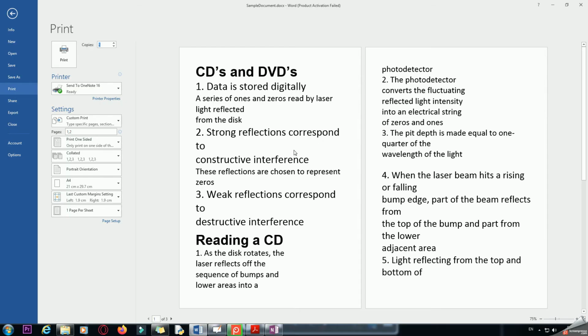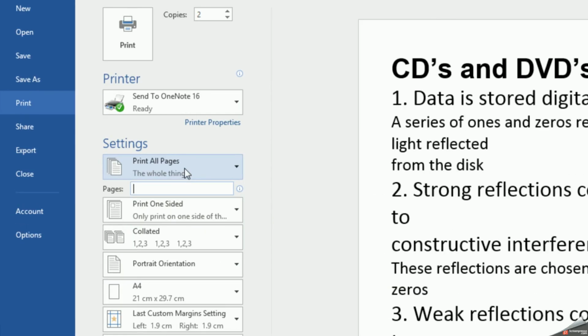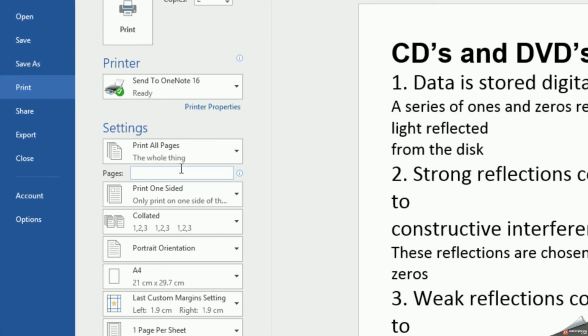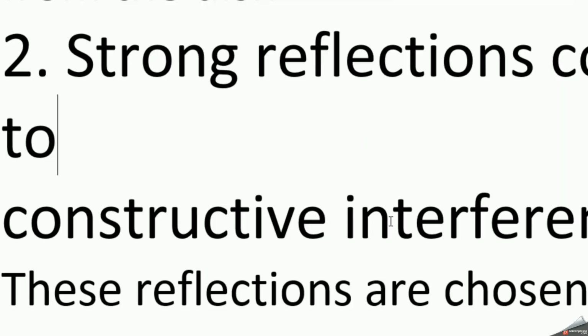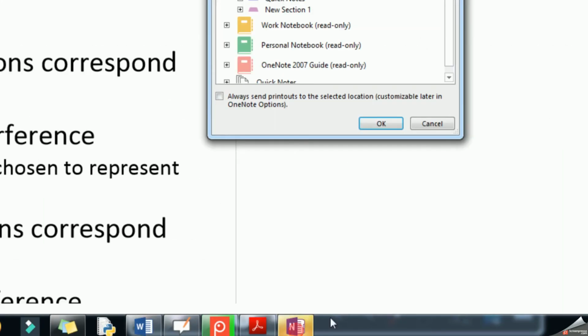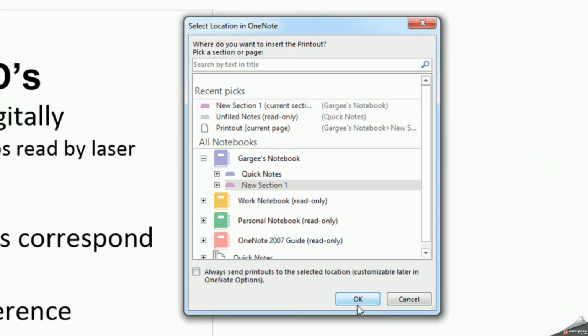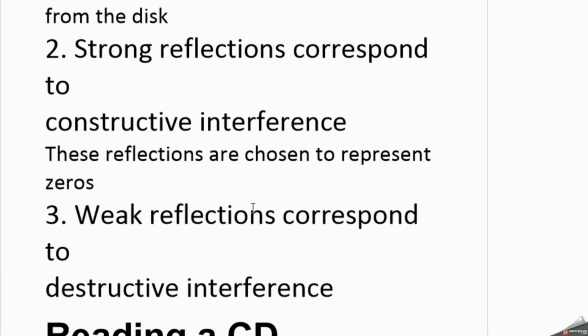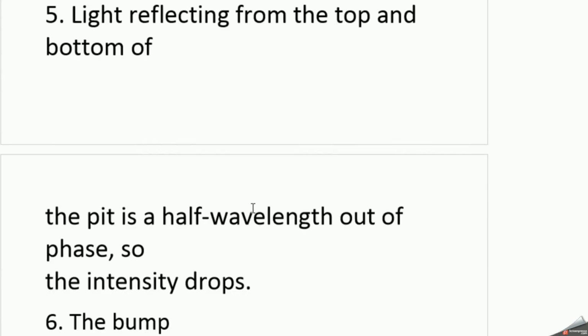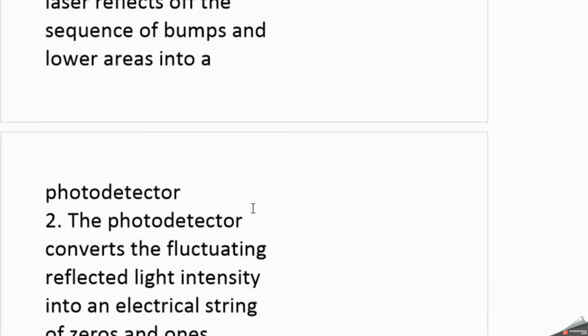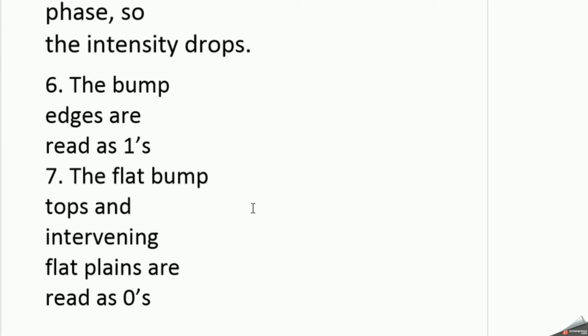So let's see that first. I'm going to print all the pages. As you can see over here, I'm going to print all the pages. So for all the pages I'm going to select collated, and now I will send it to print, and I will add it to new section. So you can see over here 1 2 3, 1 2 and 3. This is how it is printed.